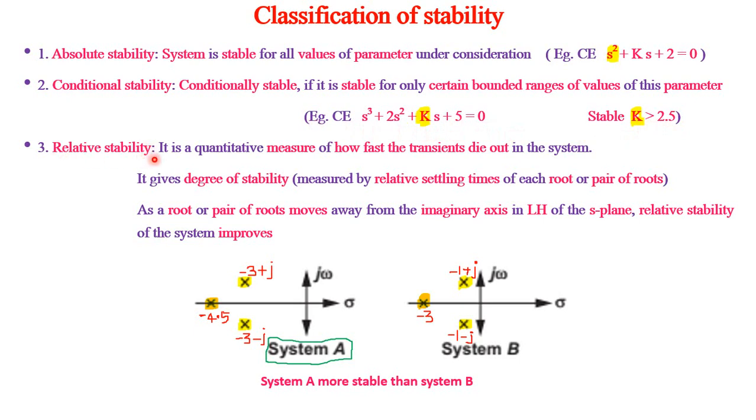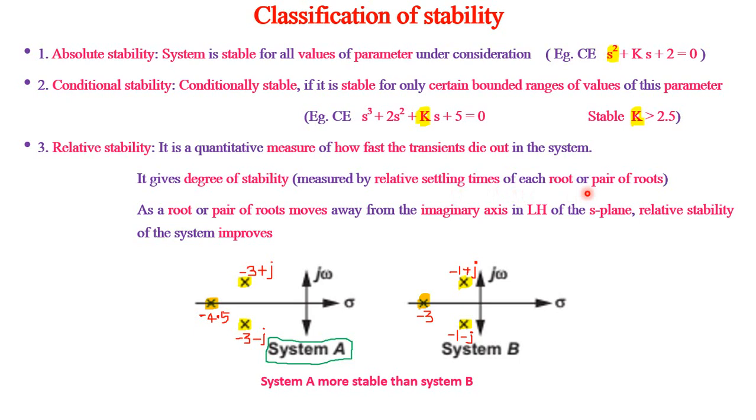Then the relative stability. Relative means we are comparing the stability of two systems. It gives the measurement of how fast the system transients die out, that is, how fast the system goes to the steady state. So it gives the degree of stability, to what extent the system is stable. The degree of stability is measured by the relative settling times of each root or pair of roots. That means we find the settling times of dominant roots, which we have already seen while we discussed the time response of second order system in lecture 6.